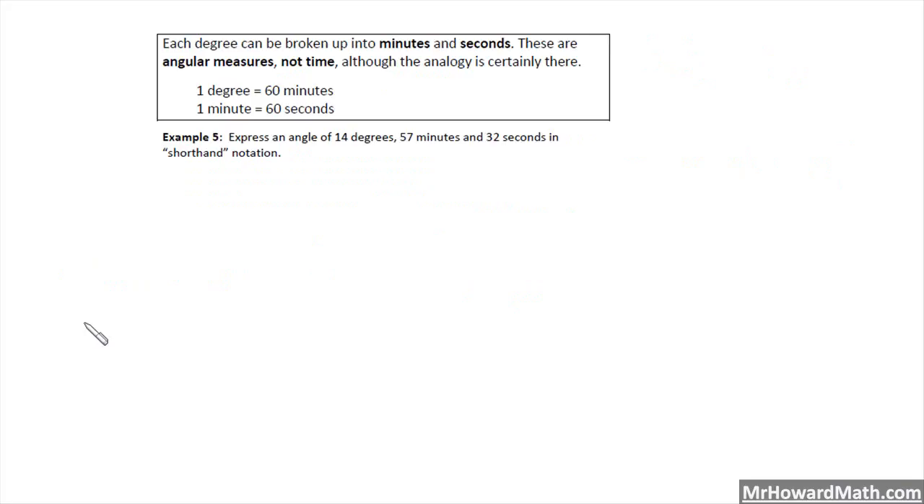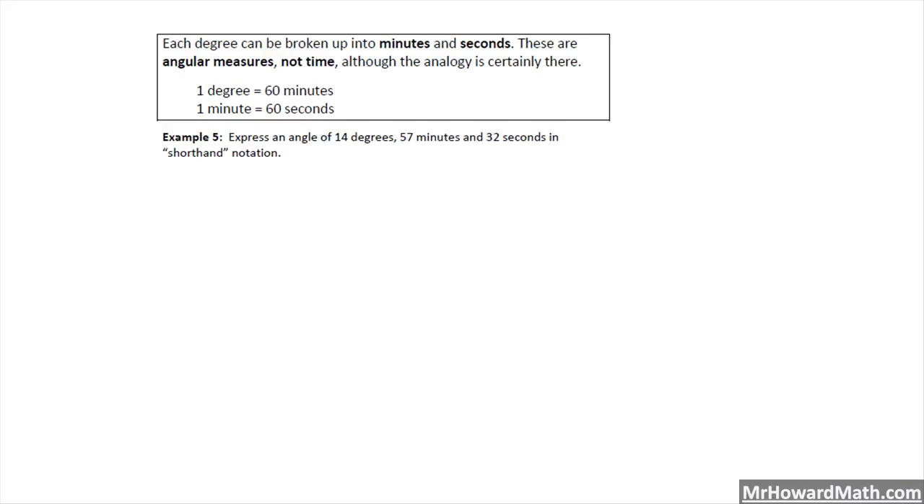Alright, now for degrees, minutes, and seconds. You've probably seen this before, but not in a lot of detail, so let's go through it. Each degree can be broken up into minutes and seconds. These are angular measures, not time, although the analogy is certainly there. So 1 degree is 60 minutes, 1 minute is 60 seconds.